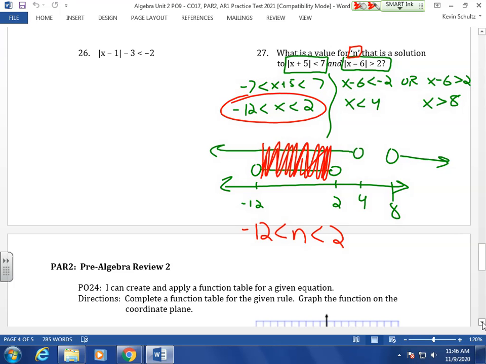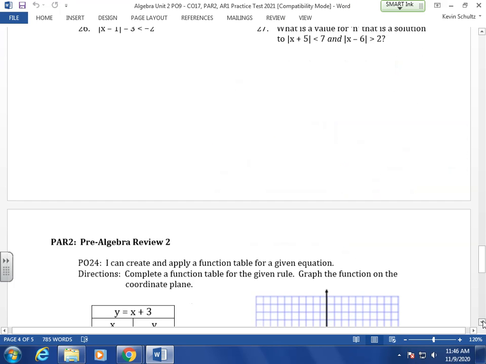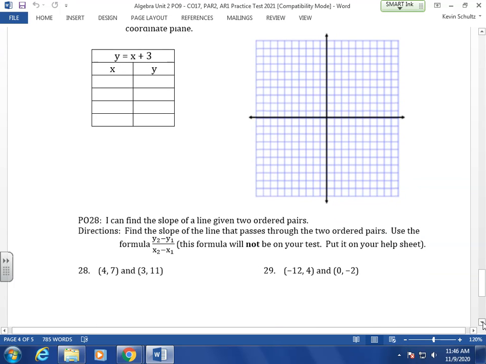The pre-algebra review 2, there's a little bit of graphing that needed to go on here. Obviously, your answer for that XY table could change. But basically, when you graph it, it has to be a straight line. If your graph is kind of going like that, then you did something wrong. This graph should be straight, going up from left to right across the coordinate plane.